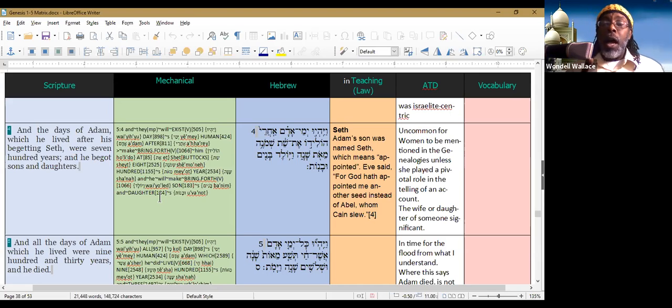All right. It's uncommon for women to be mentioned in genealogies. In case you didn't know that, it's very uncommon for genealogies to list a woman unless she plays a pivotal role in the telling of an account. Okay? The wife and daughter of someone significant are mentioned. Sometimes, somebody's wife who is significant to the birthing of a particular person will be mentioned. I also want to say this.